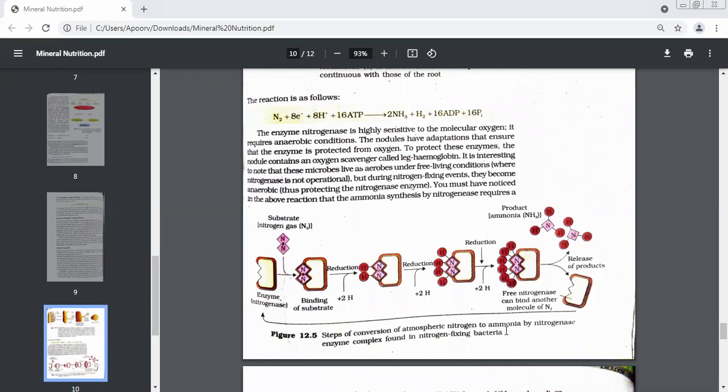Done with the diagram? Revised, children? Have you revised the diagram? Yes, ma'am. Tell me, what is that brown structure, not exactly a ring, something like a broken rectangle? What is this structure? Enzyme nitrogenase.